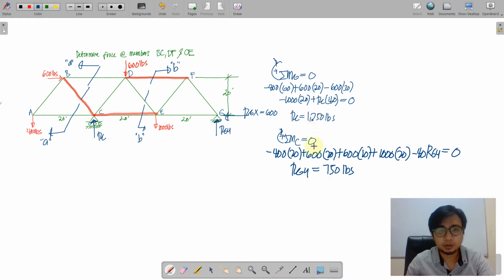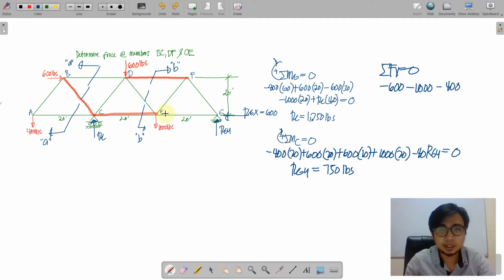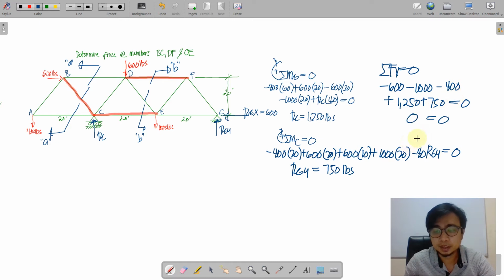So we are going to check these two reactions, whether they will yield 0 considering the external forces along the vertical. So we use summation of forces vertical is equal to 0. We have here the three downward forces, 400, 600, and 1000. We add the upward reactions, 1250 and 750. Will it yield 0? So it is really yielding 0. Therefore, our reactions here are correct.